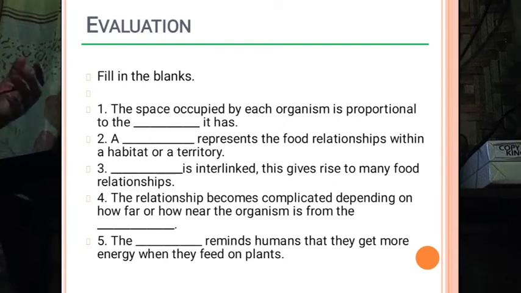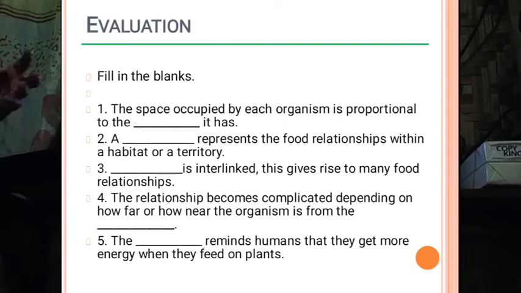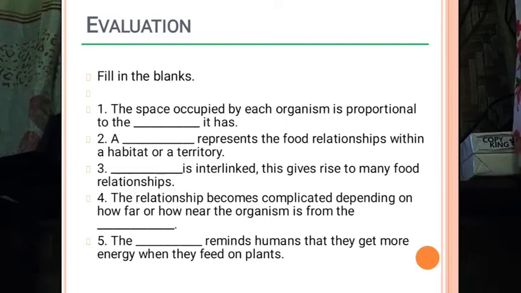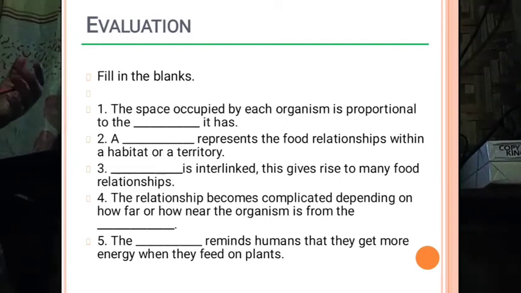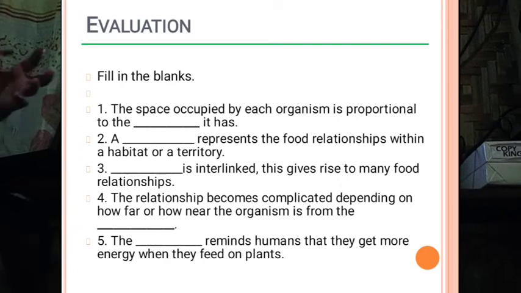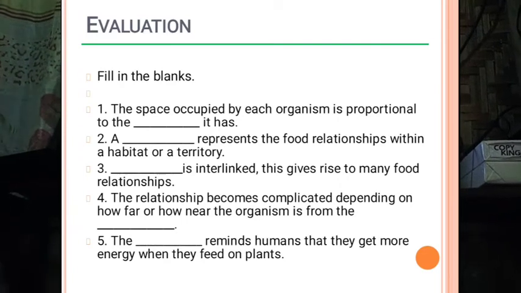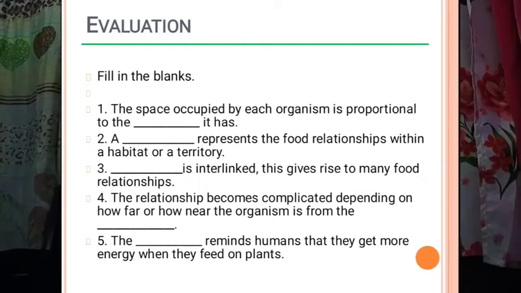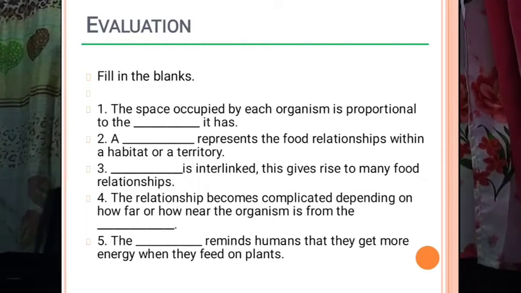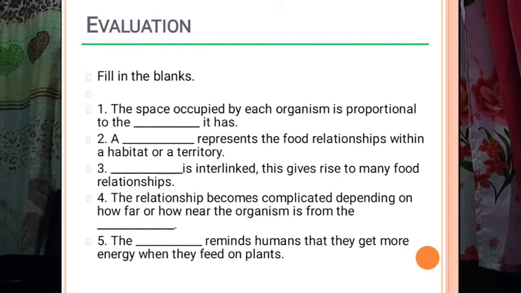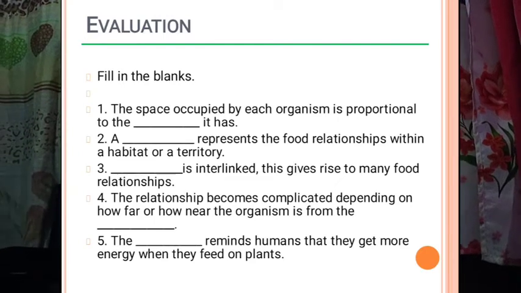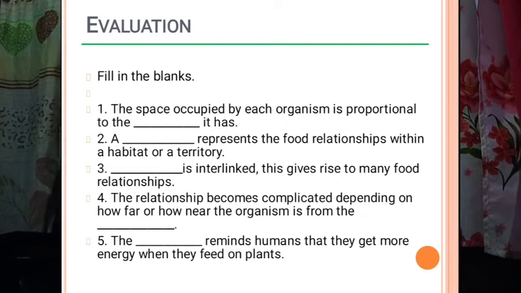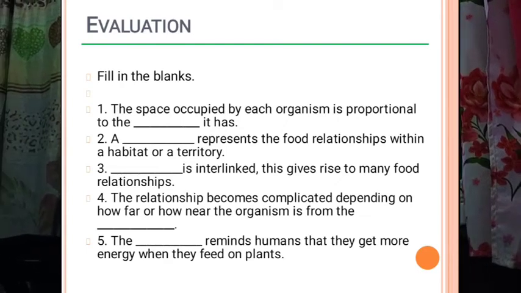Number 2, a blank represents the food relationships within a habitat or a territory. Number 3, blank is interlinked. This gives rise to many food relationships. Again, for number 3, blank is interlinked. This gives rise to many food relationships.